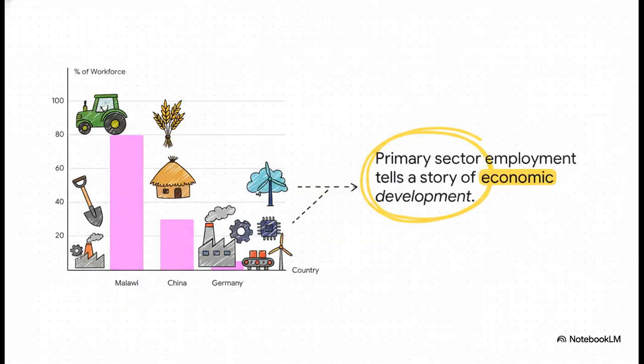Now, what's so fascinating here is how this chart basically tells the story of economic development. In countries like Malawi, a huge portion of the workforce is in this primary sector. But as economies start to industrialize, like we've seen in China, that number drops. And it drops dramatically. And then you get to a place like Germany, which industrialized a long time ago, and now has a tiny primary sector workforce.